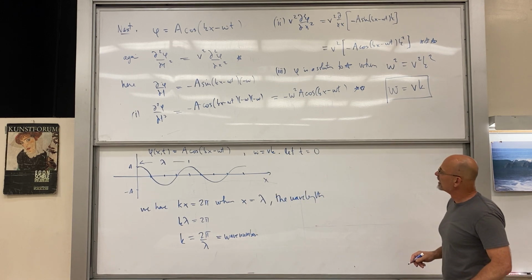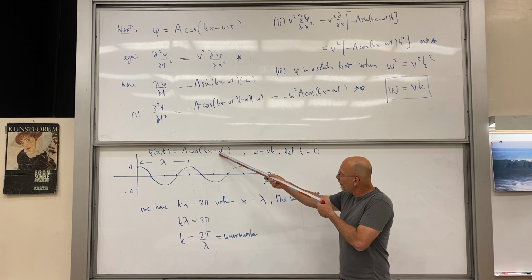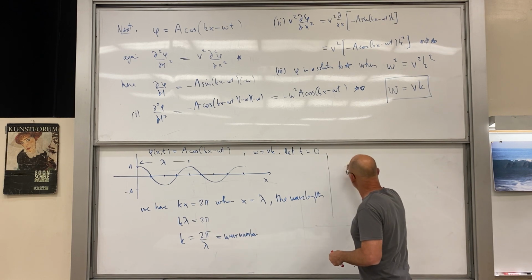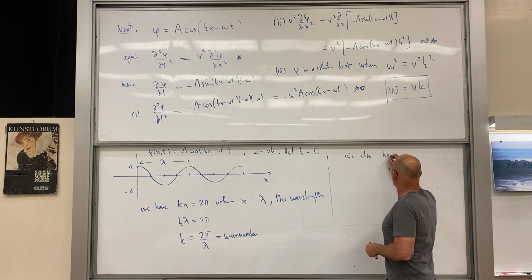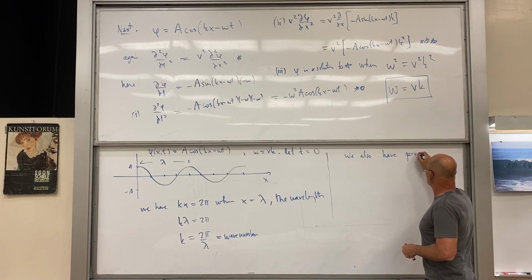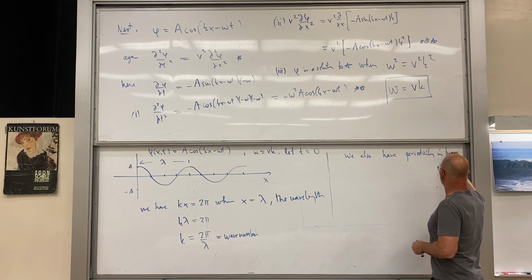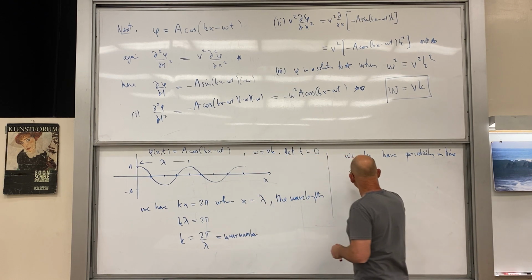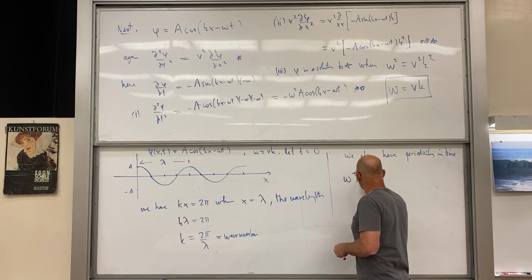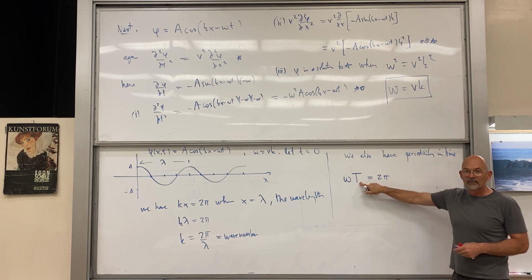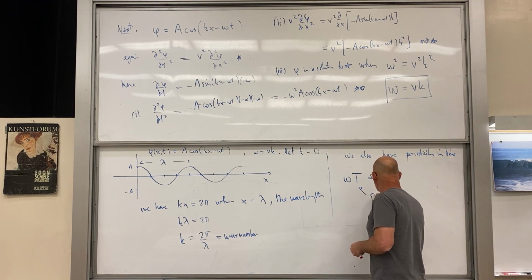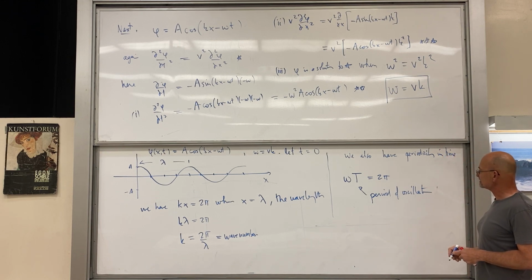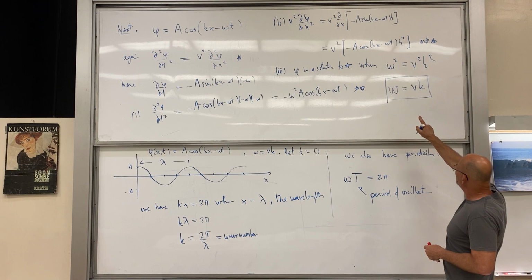Now we also have periodicity in omega t here, and we're going to have the period. So we also have periodicity in time, right? So we could just let x equal 0 and ask what's happening in time, and then we're going to quickly see that omega times t is equal to 2 pi defines the period of oscillation. So it's a repeating phenomenon.